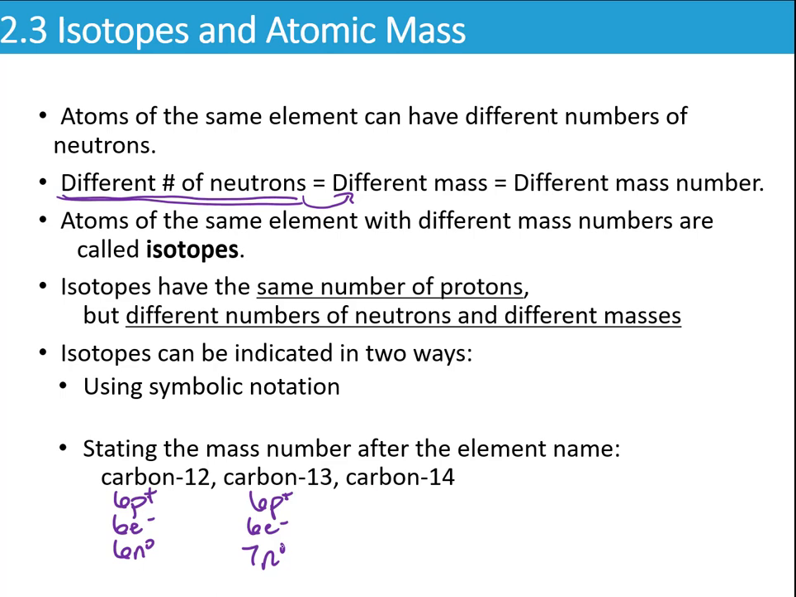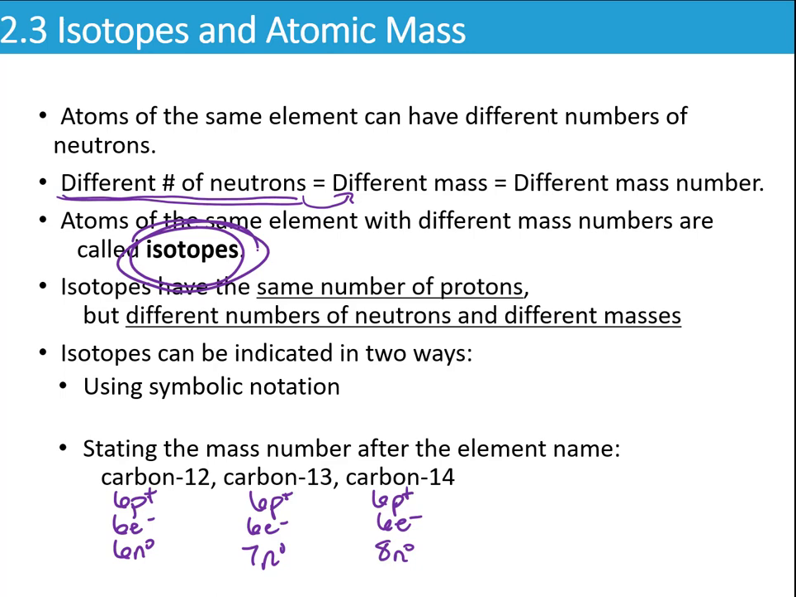And then what about carbon 14? How many protons? 6, because that is what defines carbon. The number above the symbol on the periodic table, that's not going to change. So 6 protons, 6 electrons, but this one has 8 by subtraction. 14 minus 6 tells me that I have 8 neutrons. These 3 forms of carbon, they're all carbon, but they are called isotopes.